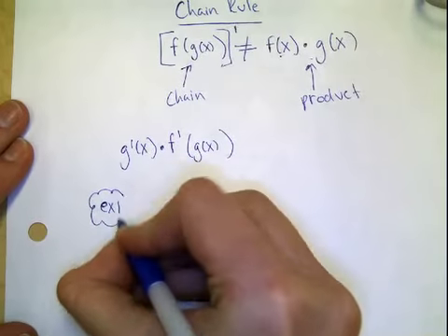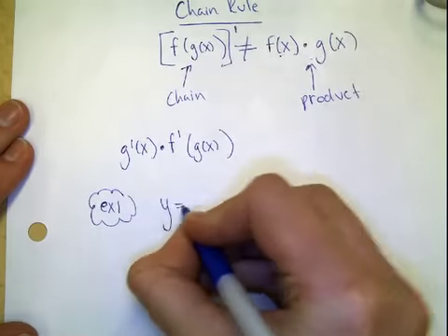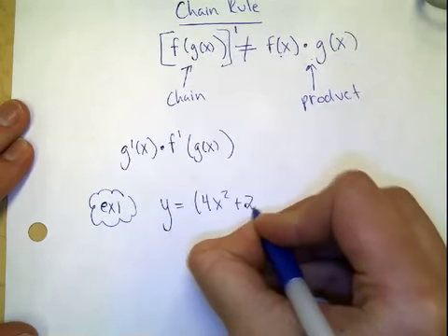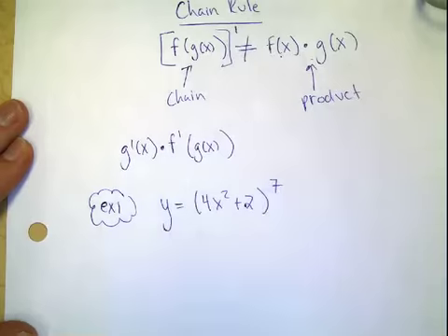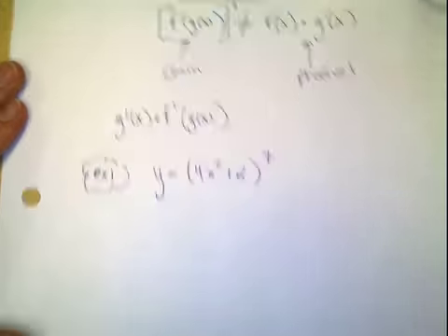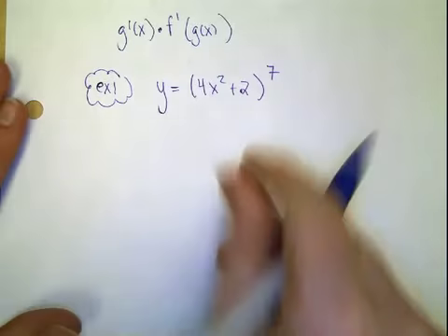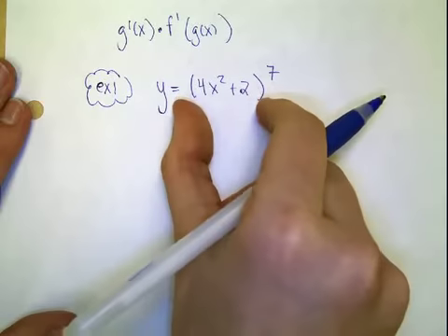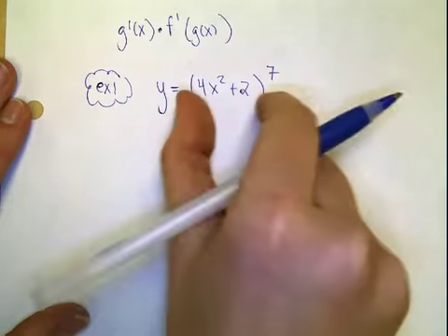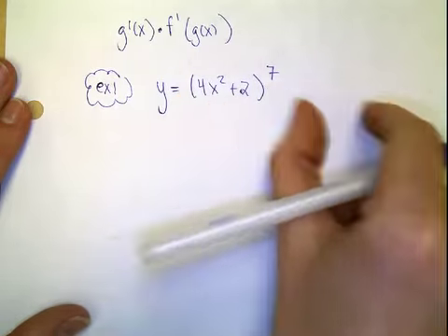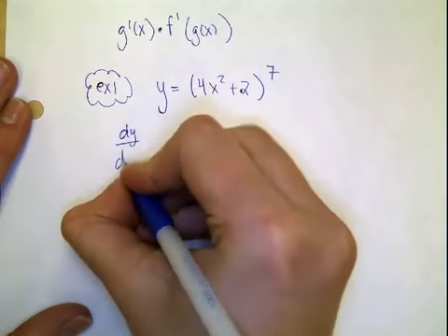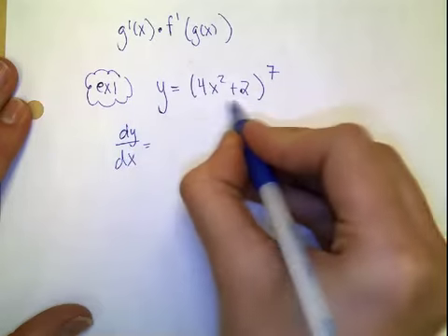Let's imagine we had y equals 4x squared plus 2 to the 7th power, and we want to find the derivative. Well, we could definitely find the derivative. If we did, we would have to take this whole quantity and multiply it out 7 times before we want to power rule it. So I don't really want to multiply the quantity out 7 different times. That's going to be insane. Instead, I'm going to apply this handy chain rule thing, where I'm going to say, okay, there's an inside.